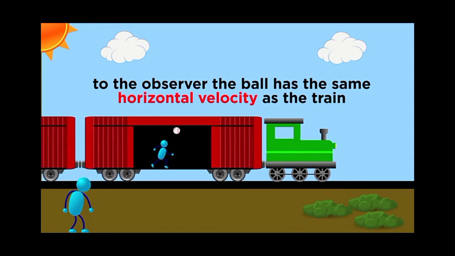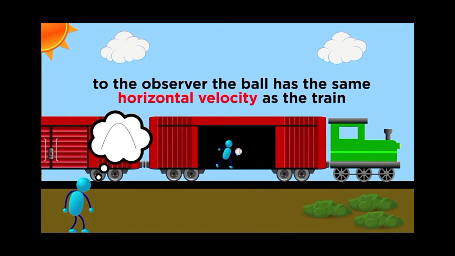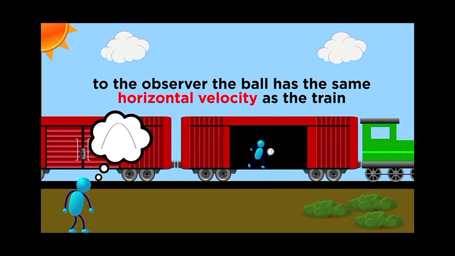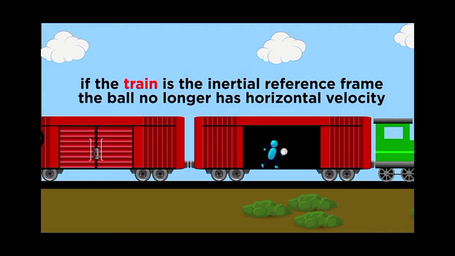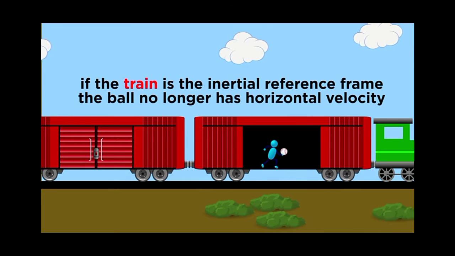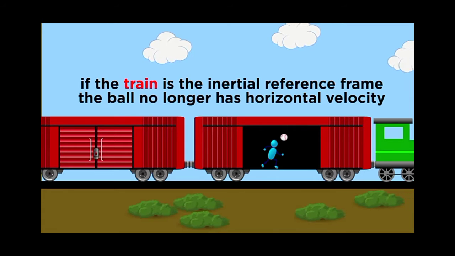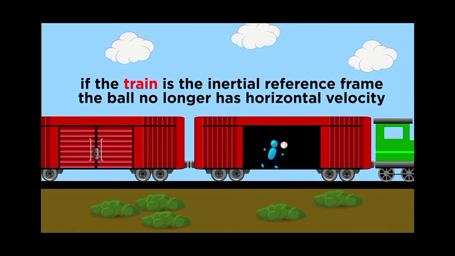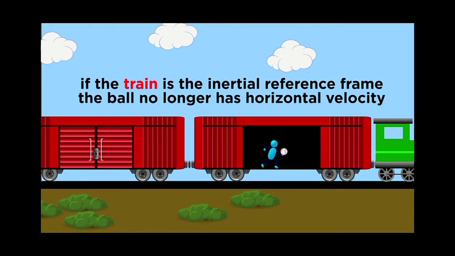This is because when the ball leaves your hand, it still has all of the forward velocity that the train does. But if you are inside the train, the inertial reference frame of the train is not moving at all. It is the surroundings that are moving. So the ball no longer has any horizontal velocity, only the vertical velocity you impart to it by moving your arm to throw the ball.